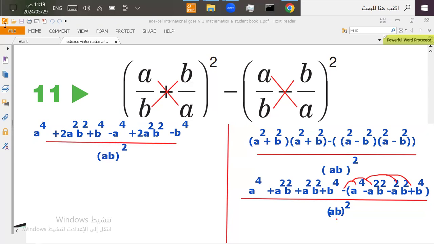Now, let's continue with the simplifying. Here, b power of 4 minus b power of 4 is going to be 0. And here we have a power of 4 minus a power of 4, which is going to be 0. So 2a squared b squared plus 2a squared b squared is going to be what? It's going to be 4a squared b squared.